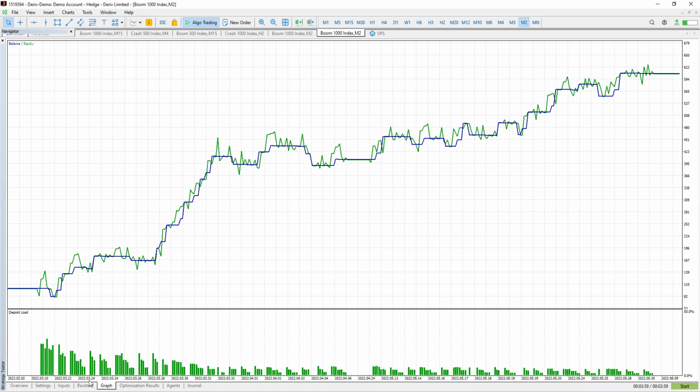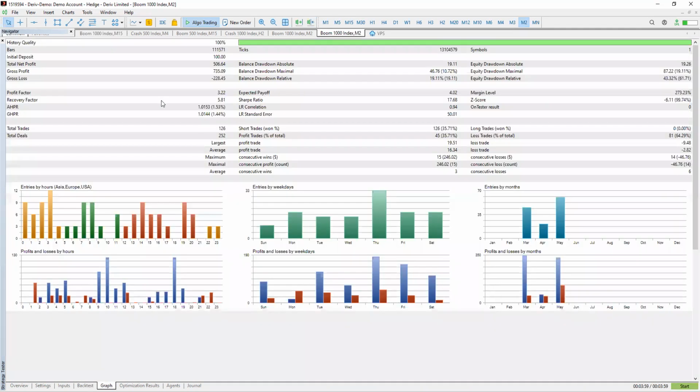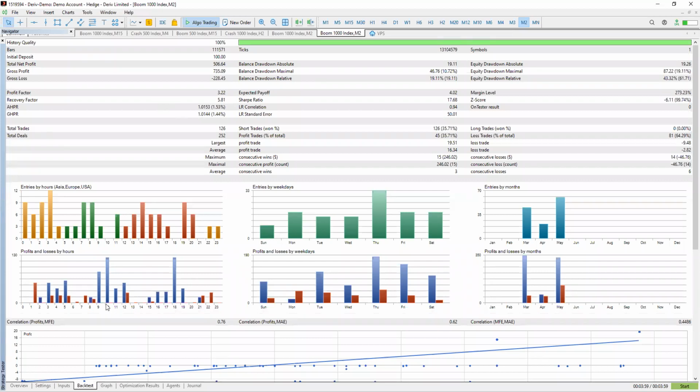Let me go to the backtest tab so that we have the results. Here's the graph, and everything else is here. If you start off with 100, you would gain a total profit of 506. The gross profit is 735, the gross loss is 228, and our profit factor here is 3.22, which is very good. It means this is an outstanding EA.